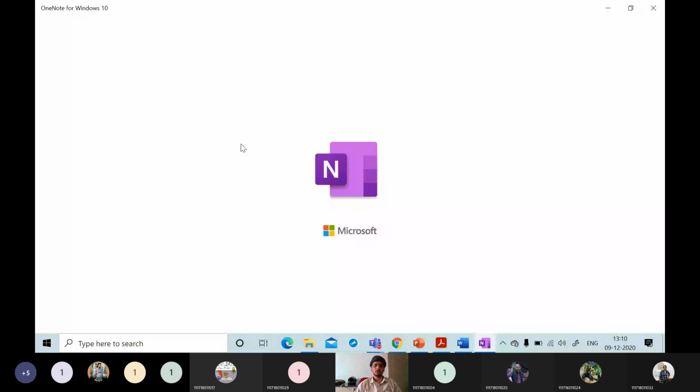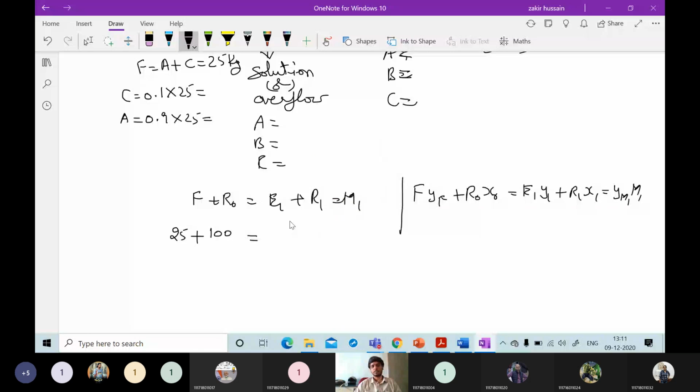Now we already have this data. F is equal to 25 kg, plus R naught is equal to 100, if I am correct. So 25 plus 100 we can equate. These two are unknown parameters, so we can make it M1. So M1 is equal to 125 kg.